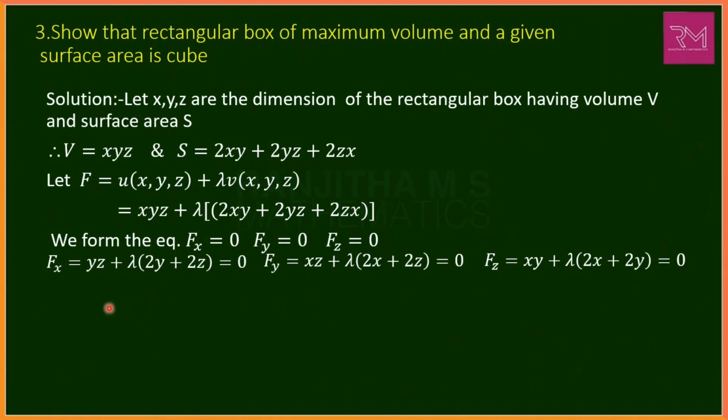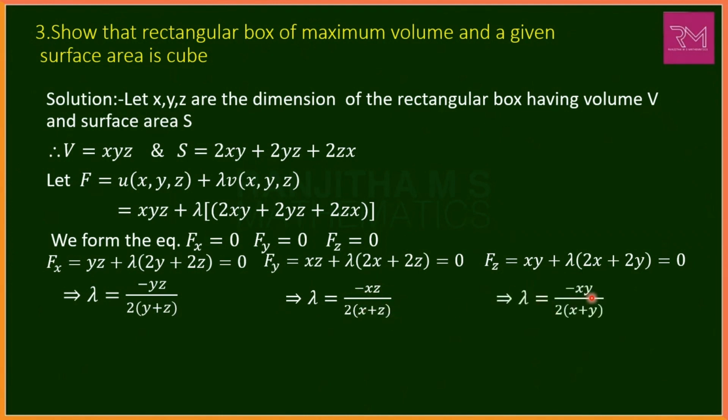Hence we get the lambda values. Lambda is equal to, here yz goes to the right hand side, that becomes minus yz divided by 2y plus 2z goes to the denominator. If we take 2 as common, we get 2 into y plus z, that is our lambda. In a similar way, lambda is equal to minus xz divided by 2 into x plus z. Here also lambda is equal to minus xy divided by 2 into x plus y. All these three expressions are lambda, hence minus yz by 2 into y plus z is equal to minus xz by 2 into x plus z is equal to minus xy by 2 into x plus y.